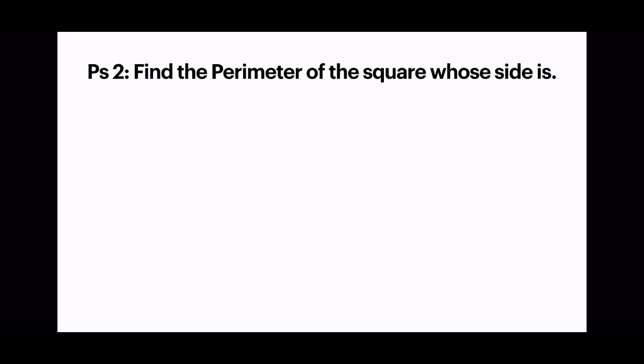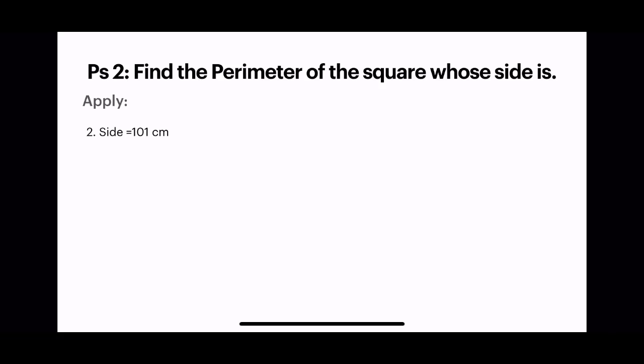Moving on to problem set 2. Find the perimeter of a square whose side is given. So I hope all of you will be doing the see and try part. Now let us do the second sum in apply part. Here the given side is 101 centimeters.